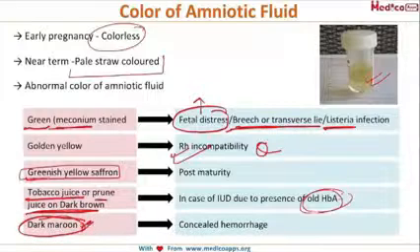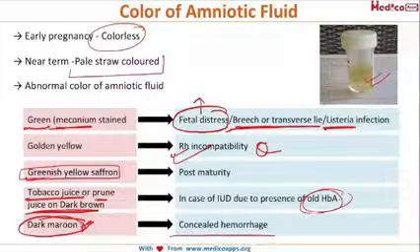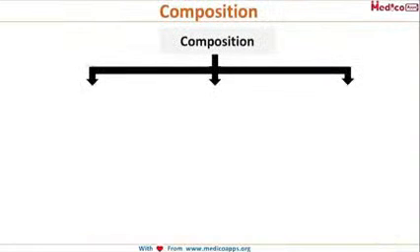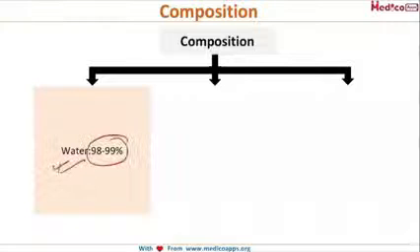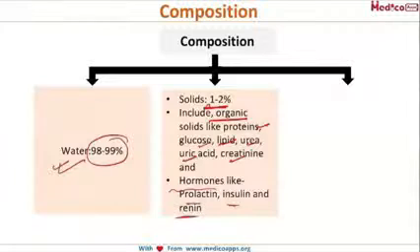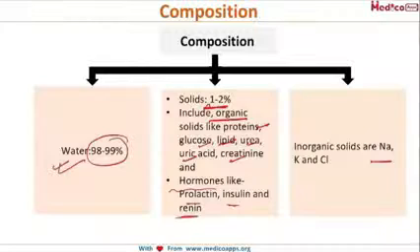And if you have dark maroon color of amniotic fluid, that is suggestive of a concealed hemorrhage because of the old blood. Now let us see the very basic composition of this amniotic fluid, and this amniotic fluid is 98 to 99% water. Along with it, the solid substance present, they are 1 to 2%, which can be organic solids like proteins, glucose, lipid, urea, uric acid, creatinine, or hormones like prolactin, insulin and renin. They are also present in the amniotic fluid. Now the inorganic solids that are present in the amniotic fluid are sodium, potassium and chloride.